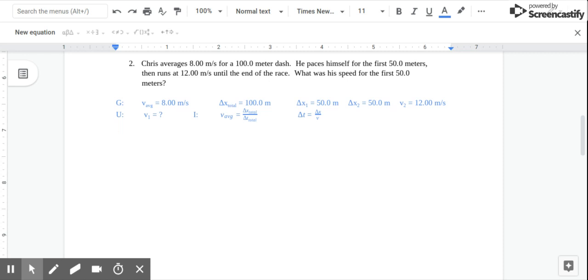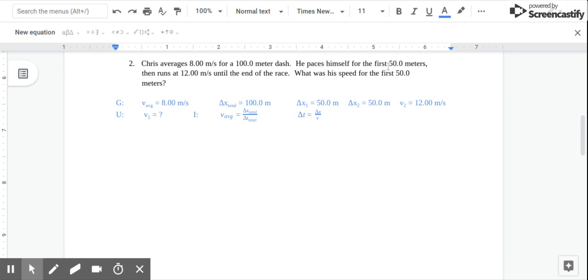Hi guys, so I'm going to explain how to do this, 1.08 practice, question number 2. I already typed out my GUI for you guys just to save time. Anyway, it says Chris averages 8.00 meters per second for a 100.0 meter dash. So that's where V average and change in X total come in.